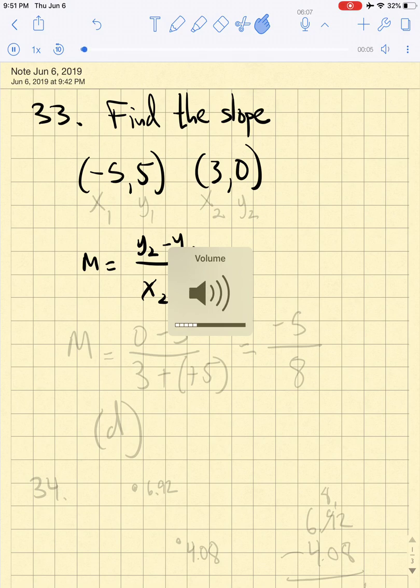We're on number 33. Find the slope, and you're given the coordinates of point 1, which is -5, +5, so that's an x value of -5 and a y value of +5, and another point 2, which has the coordinates 3, 0, meaning x is 3 and y is 0. You can label this to make it easier. You will need this equation, m equals y2 minus y1 over x2 minus x1.